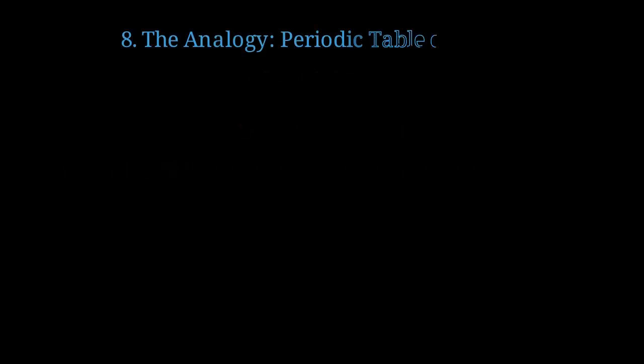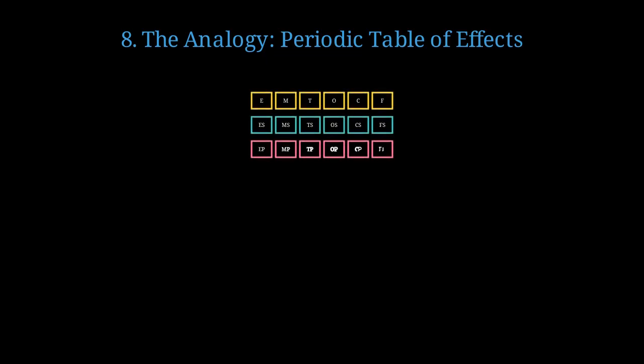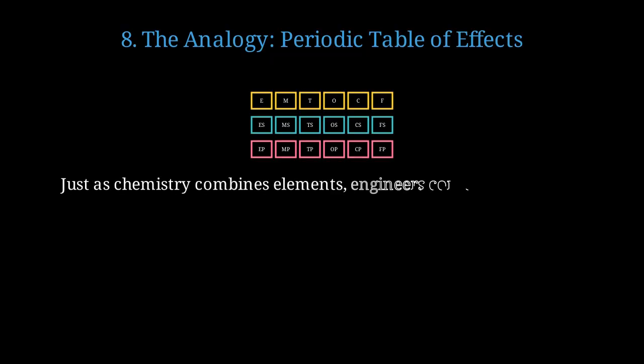Think of physical effects as elements in a periodic table, each with unique properties and combinations. Like chemical elements, physical effects can be selected, combined, and optimized for specific engineering functions. Just as chemists combine elements to create compounds, engineers can combine physical effects for innovative hybrid solutions.